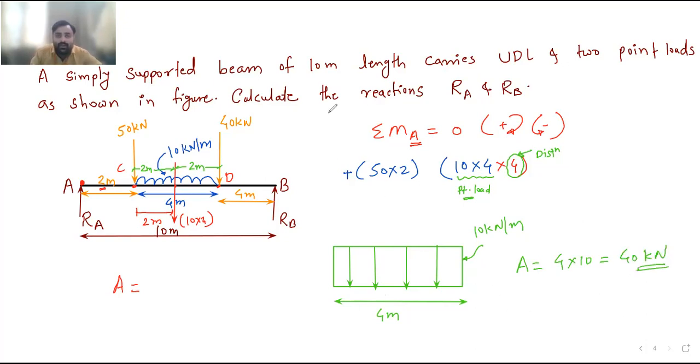So from where will this force act? This force will act through the CG of this rectangle. Where is the CG of this rectangle? If this total is 4 meter, then the CG will be at 2 meter from this end, and from this end also it is at a distance of 2 meter. CG will be at the center.